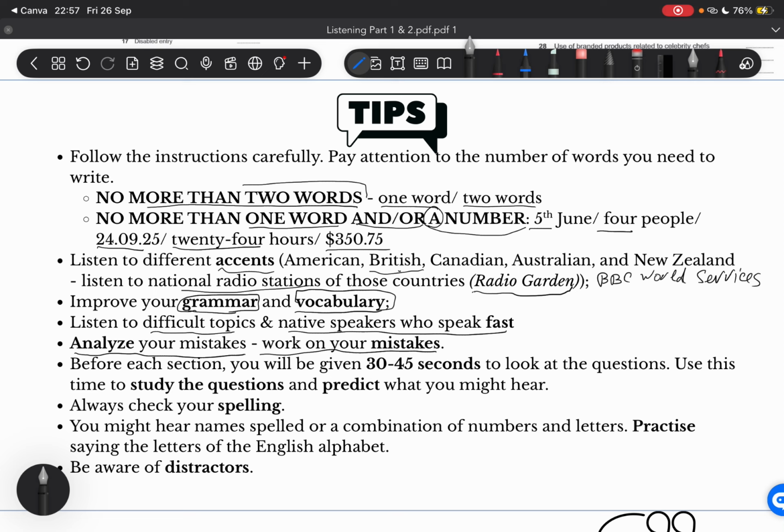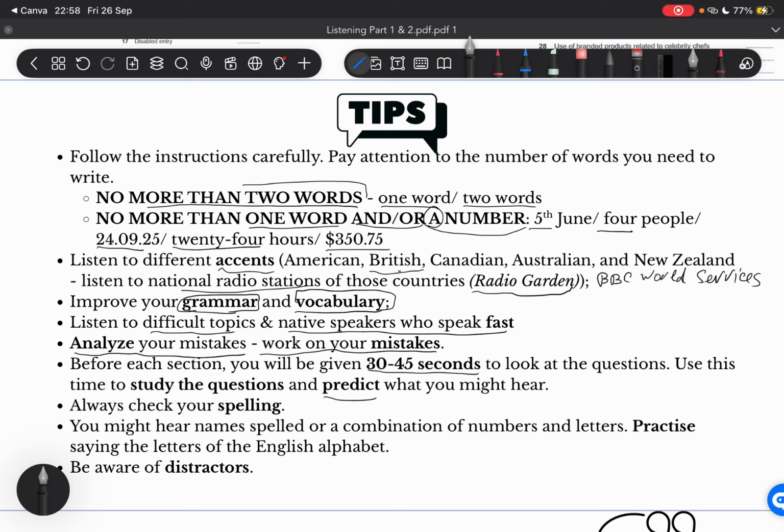And next, before each section, you will be given 30 to 40 seconds. So if you did a practice test for listening, you know that at the beginning of each recording, you will have some time to look through the questions. Use that time to look at the questions. It really helps you to set your mind to the context and be fully focused on what you're going to hear. And also, you can predict some of the words that you might hear, and it really helps actually.